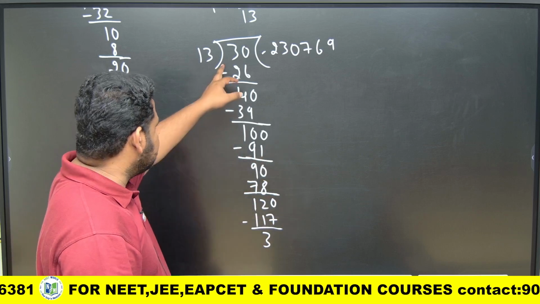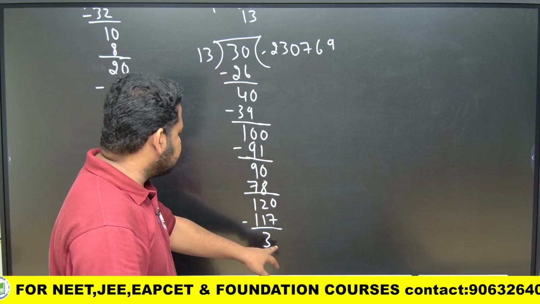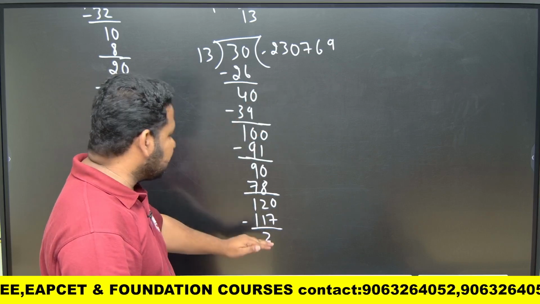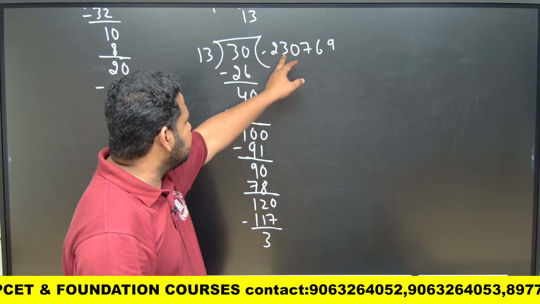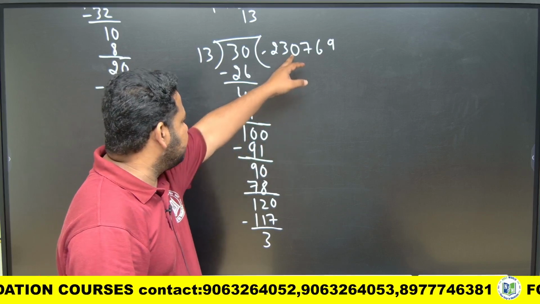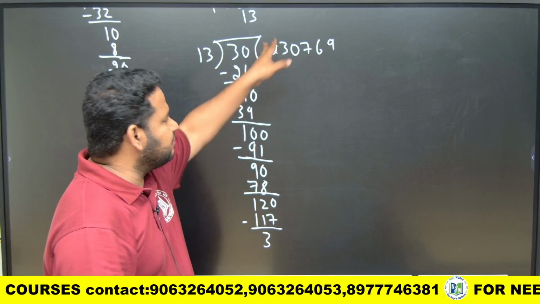So if I get 3, I have to put 0. Okay, so if I put 0, what will I get? 13 2s are 26. If I get 4 and put 0, again I will get 13 3s are 39. Again if I put 0, I will get 10. 0 will come here. 13 7s are 91. Same thing will repeat again.